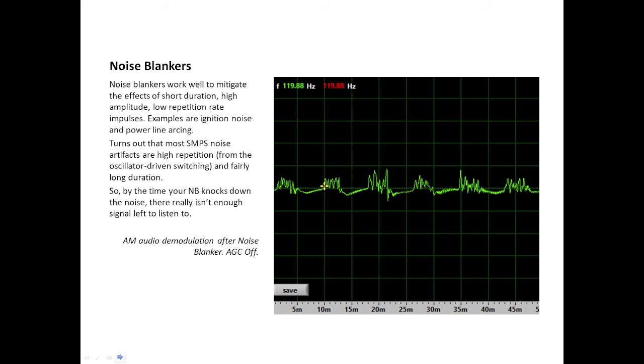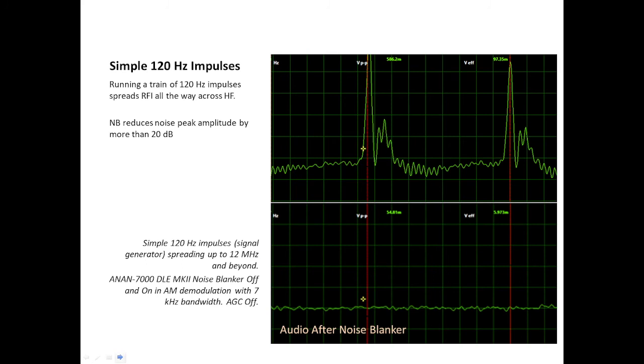It's just taking everything out. So if you ever try to get rid of switch mode power supply noise by lowering the threshold and fiddling around with your SDR noise blanker, you're going to end up with noise reduction, but it's also going to destroy the signal that you're trying to listen to. So let's ask ourselves why.